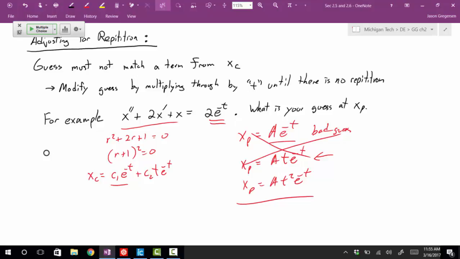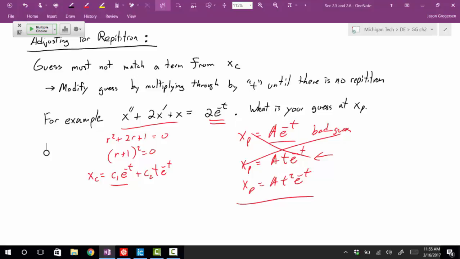No. There are other cases where you can't. For this method to work, that right-hand side has to be one of those special functions. It can't be logs, it can't be tangents, it has to be polynomials, exponentials, sines or cosines, or the product and sum of those things.